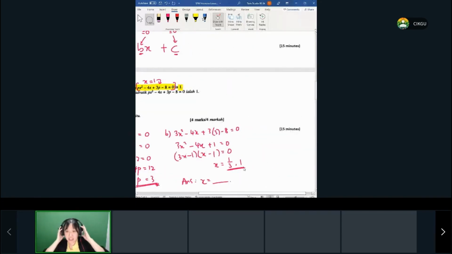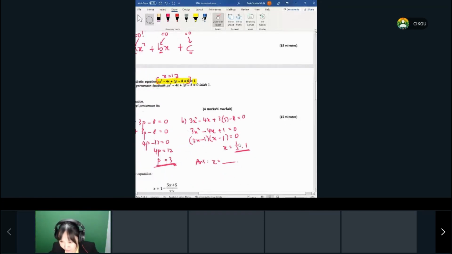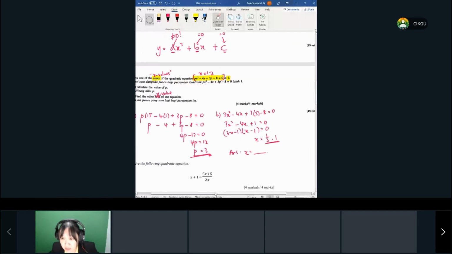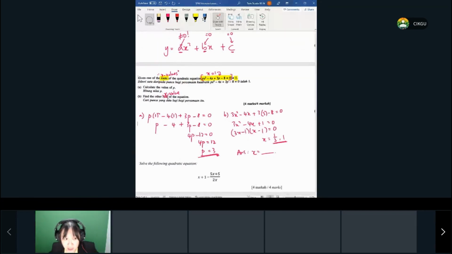So that's it. 2 answers. From the calculator, you will get 2 answers. However, I don't know if any of you realize, they said they wanted the other value of x, right? Remember, they actually gave us one value of x before, which is 1. The question already gave us x is 1 in the beginning. That means they don't want this answer already. They want the answer as 1 over 3. So 1 over 3 is going to be our final answer. Like that. Okay, done.